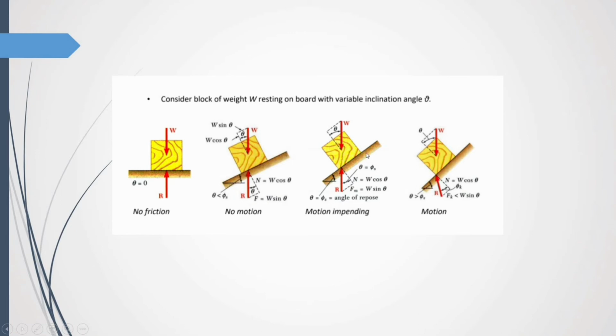And for the fourth case, the angle of repose already exceeds the angle of static, so the block will slide down. This is because W sine theta is already more than the kinetic friction force, so the block starts to slide down in the fourth case. There is a motion acting on the block.